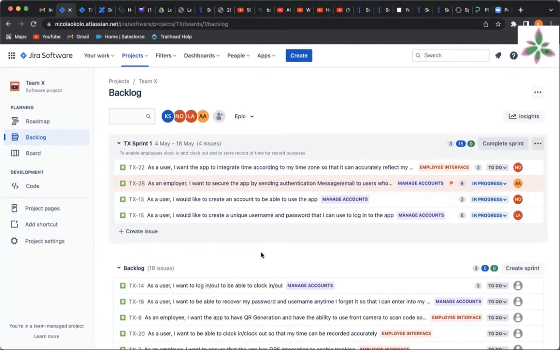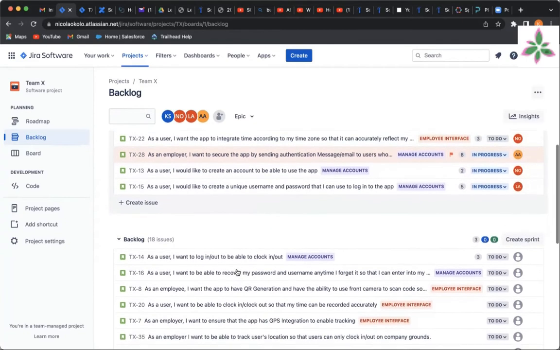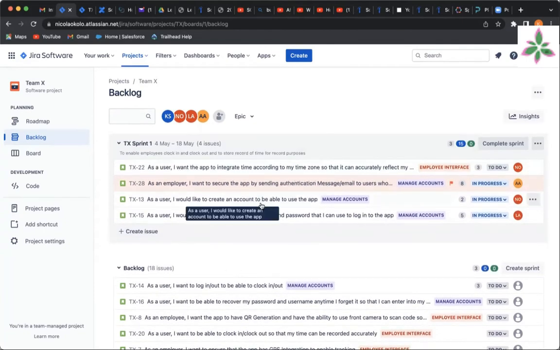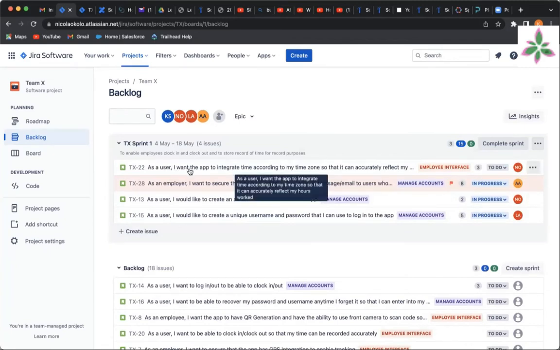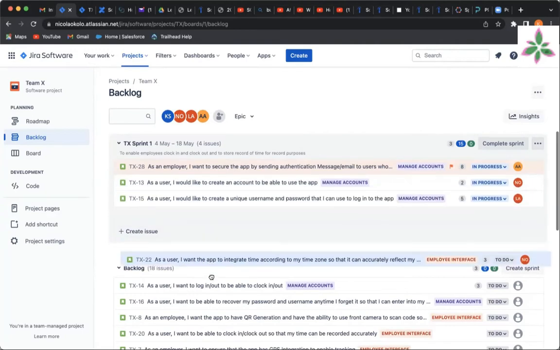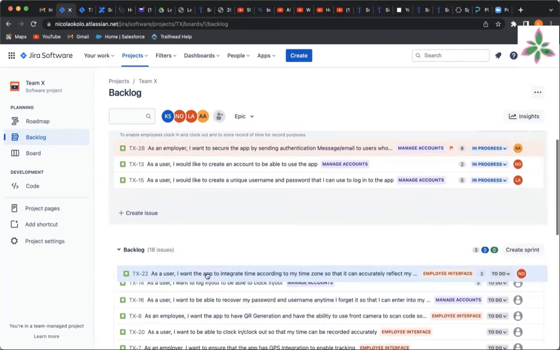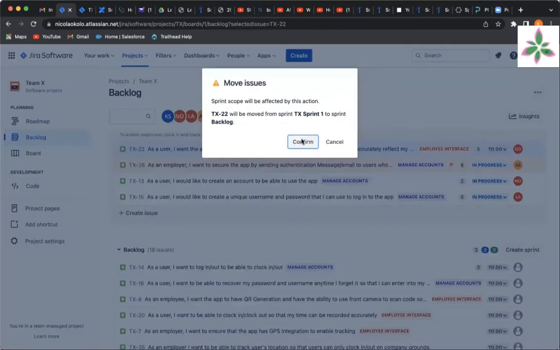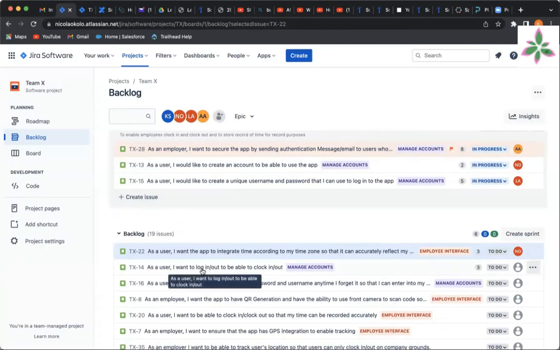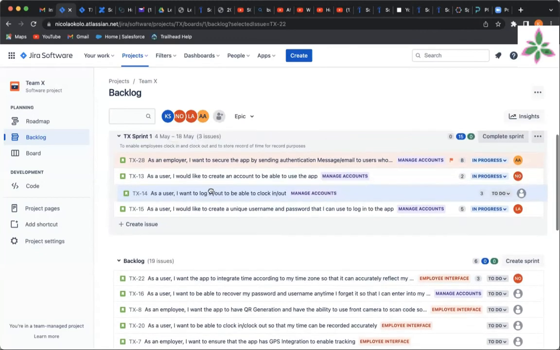I'm just going to ask you a quick question. Is there any user story in the current sprint that you think is of less priority? Yes. We can move the user story about integrating time zone to the next sprint. This one? Yes, this one. Okay. And then bring the clock in and out one into this sprint. Yes, please.